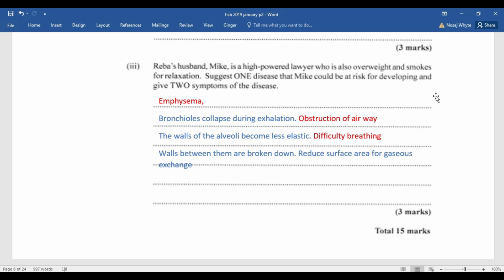So our answer here, it says suggest one disease, right, that Mike could be at risk for developing. And you are going to give two symptoms. All right, so the disease there is emphysema, and the symptoms there, obstruction of the airway, and of course difficulty breathing.